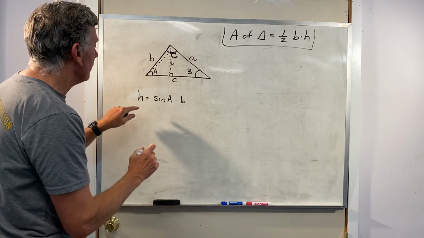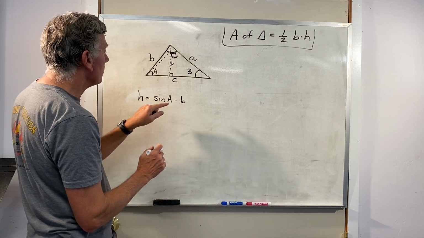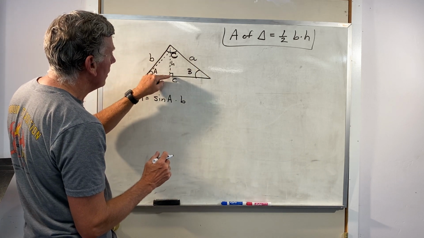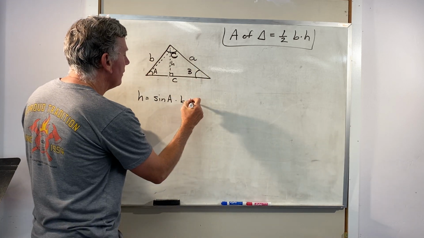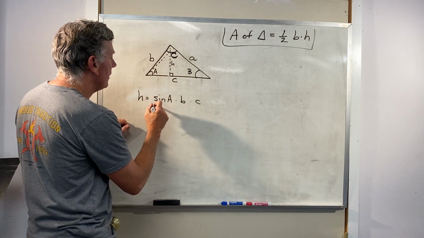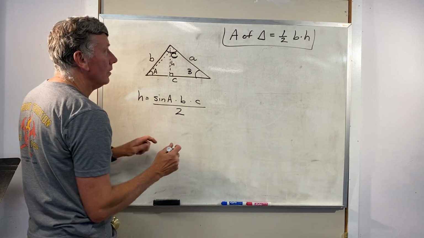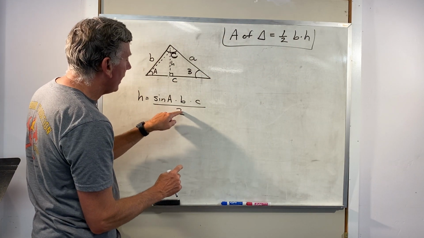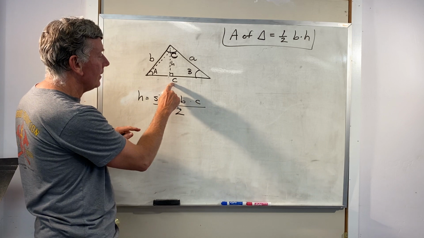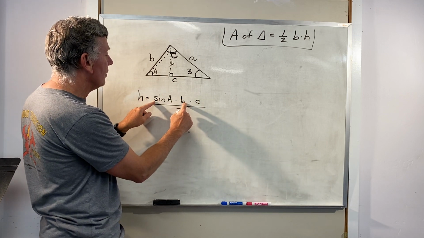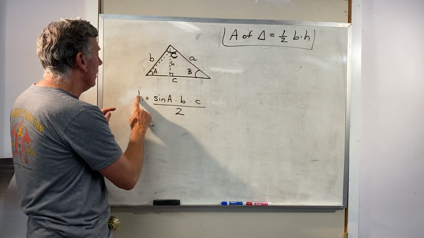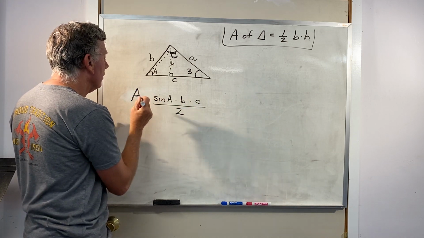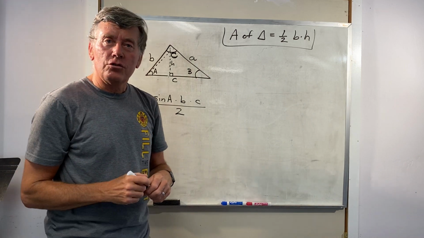If this is our height, sine of A times b, the area of the triangle is going to be this height times this base here, lowercase c, divided by 2. Back from this here, 1/2 the base times the height. This is 1/2 the base, which is c, times the height, which is sine of A times b. Gone is my h. Now this is the area of the triangle. To be continued.